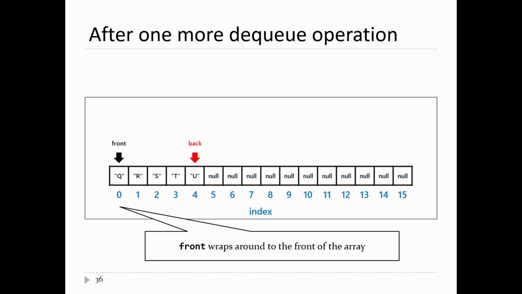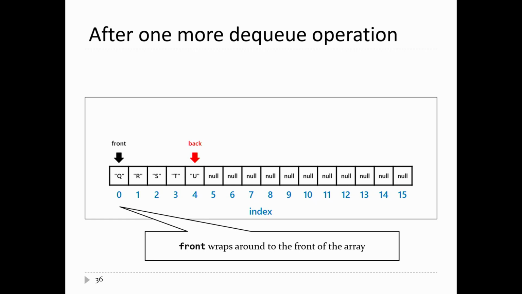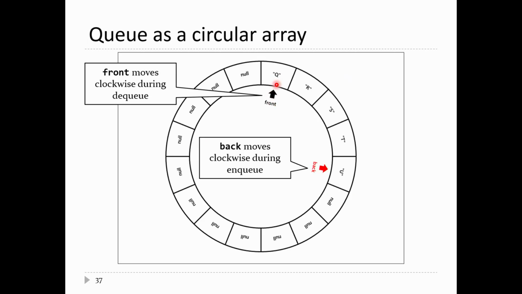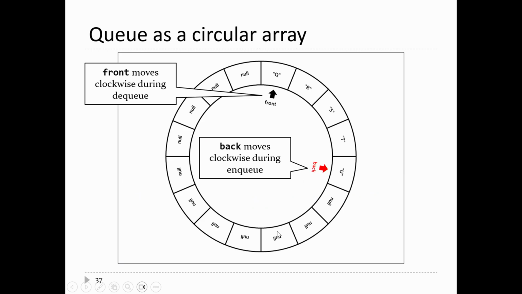Right? Okay, so you can imagine that this array looks like this. Right? So this is what we want to do in code. We want this to be a circular array of values. Right? This picture here, exactly this picture here. Right? Q's at the front, right there. U is at the back, right? As you enqueue elements, back rotates clockwise, right? As you dequeue elements, front rotates clockwise, right?